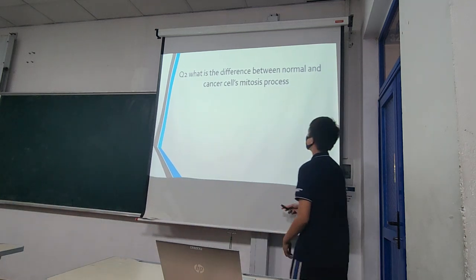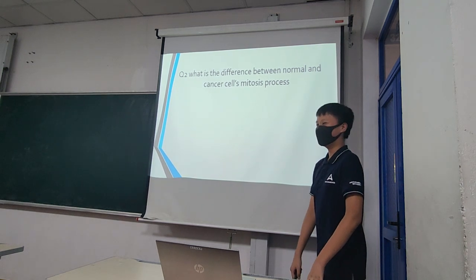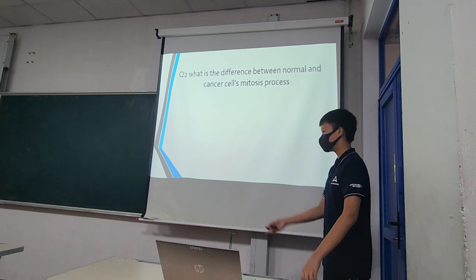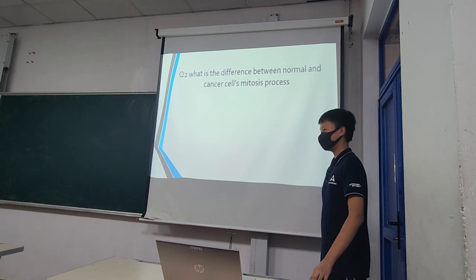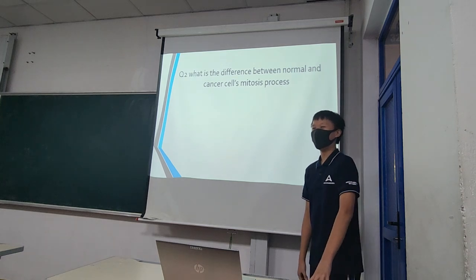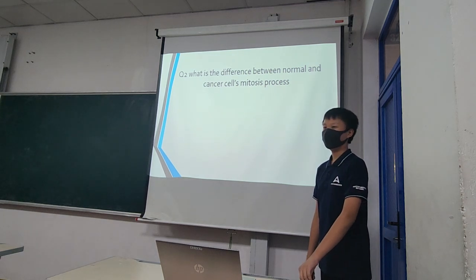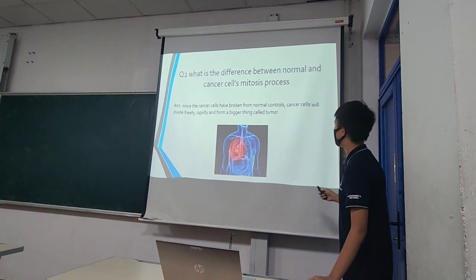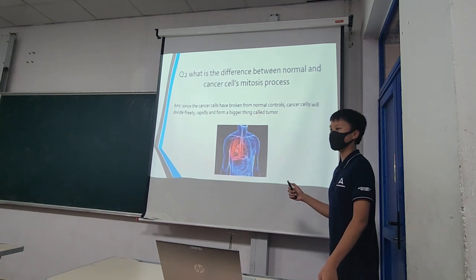Next question is, what is the difference between normal and cancer cells' mitosis process? Khoa, I guess. Just tell me what you remember. Since the cancer cells are broken from normal controls, cancer cells will divide freely, rapidly, and form a nucleus. Is it a correct answer?